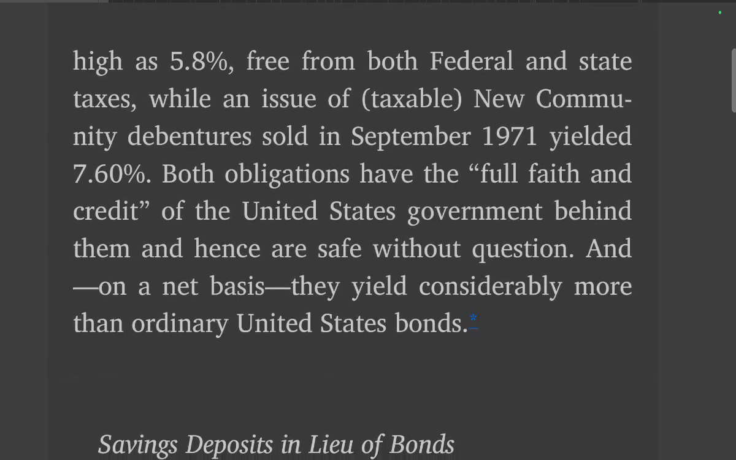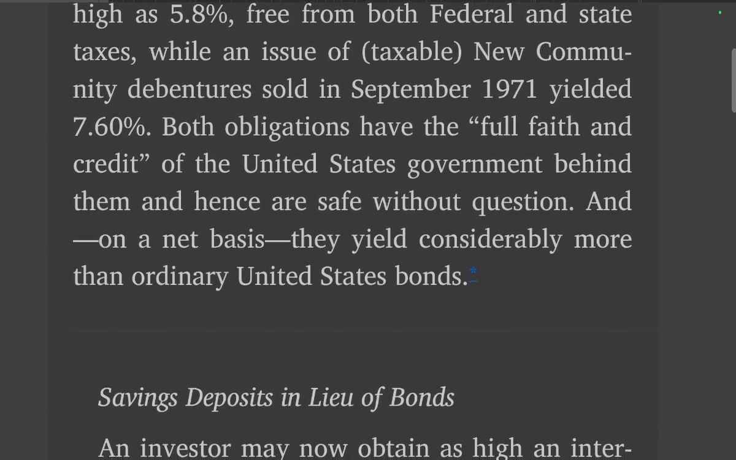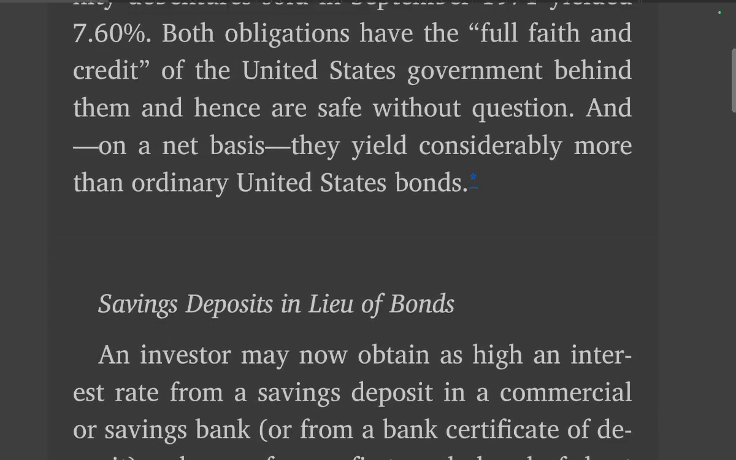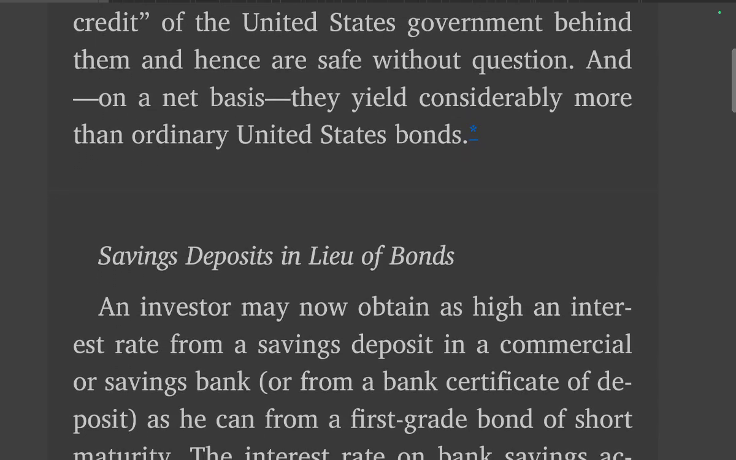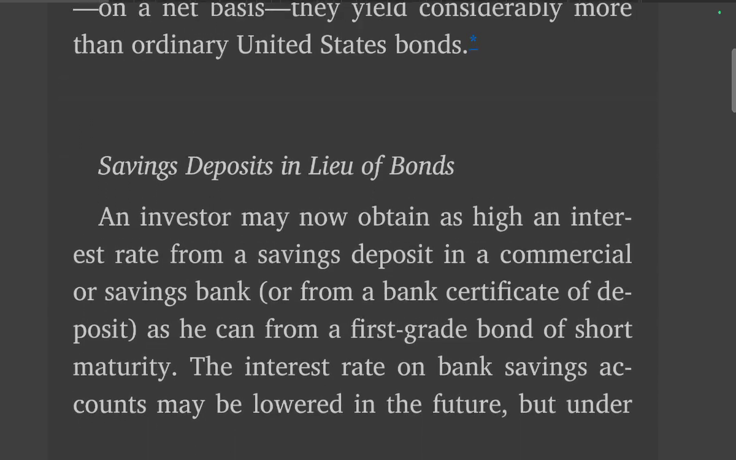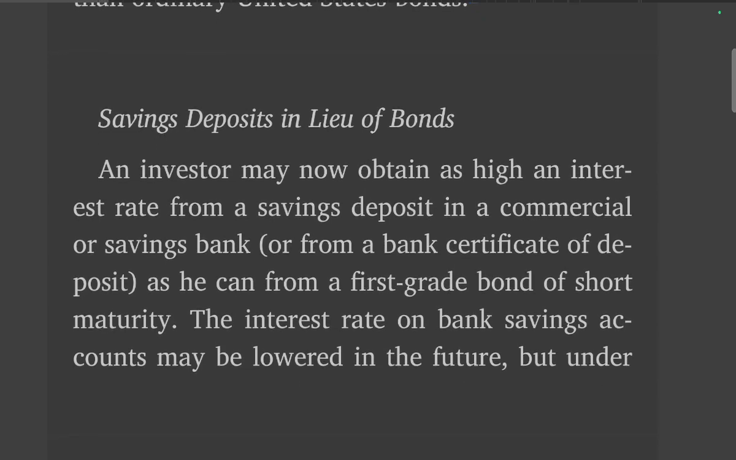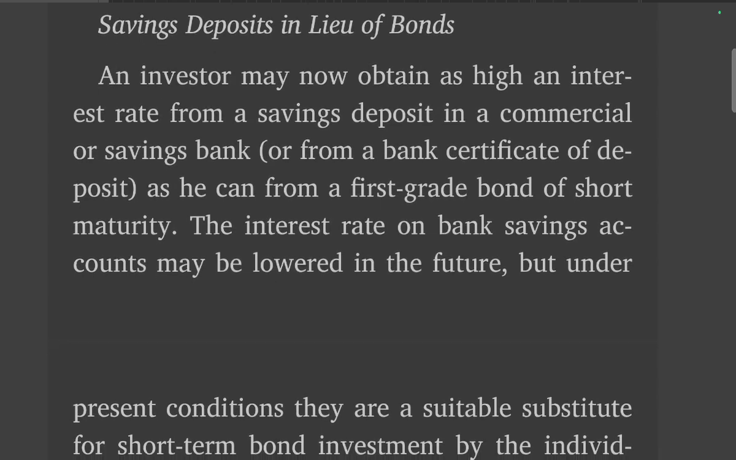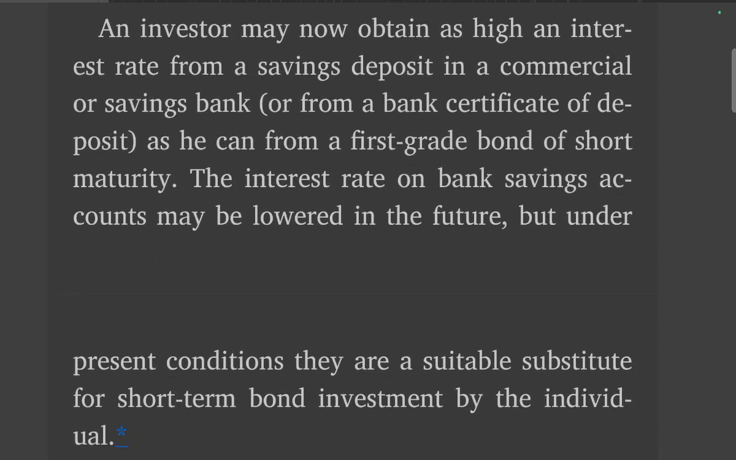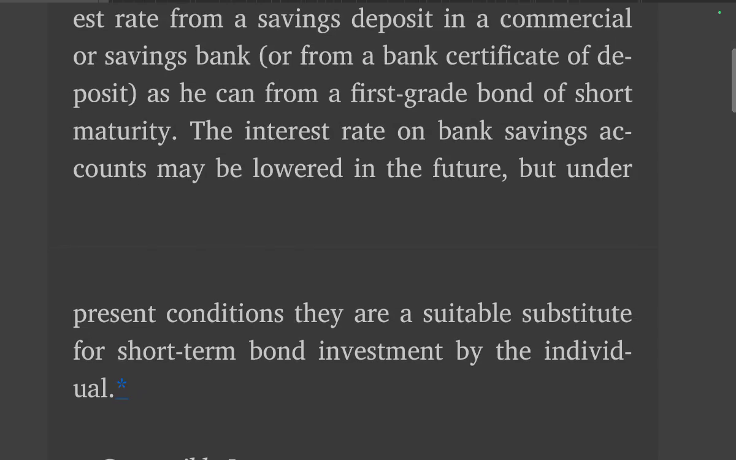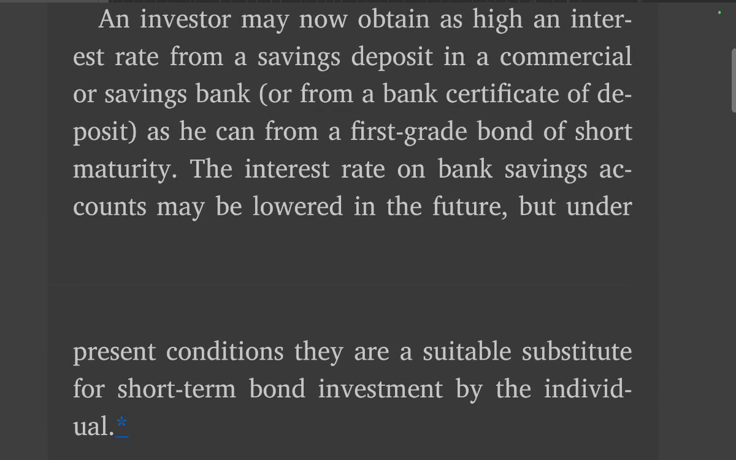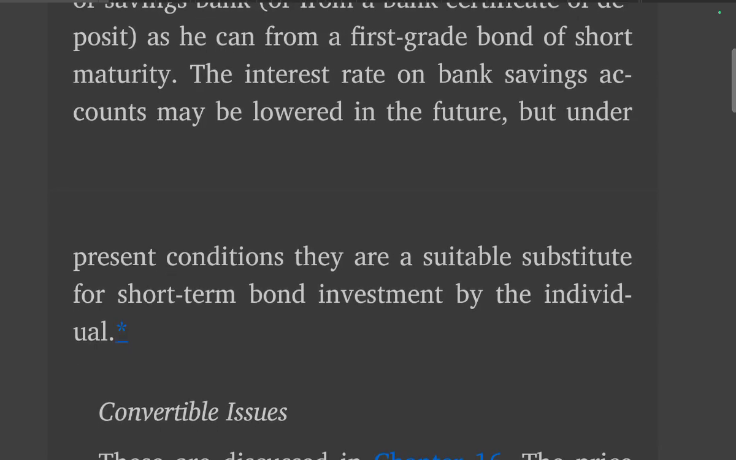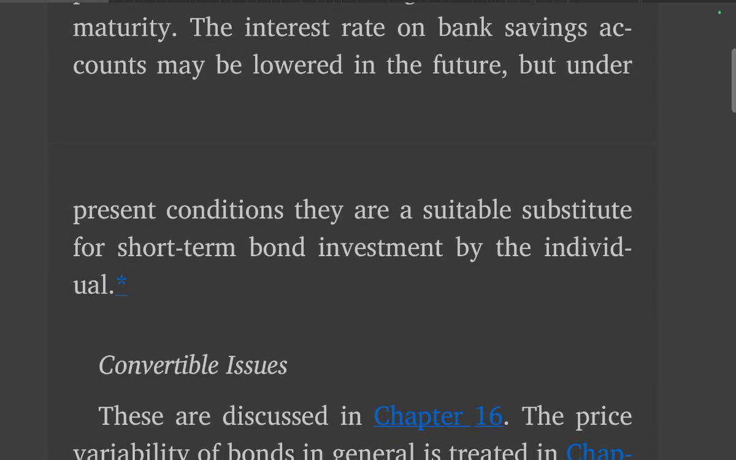Both obligations have the full faith and credit of the United States government behind them and hence are safe without question. And on a net basis, they yield considerably more than ordinary United States savings bonds or savings deposits in lieu of bonds. An investor may now obtain as high an interest rate on a savings bond, in a commercial savings bank, or on a bank certificate of deposit as he can from first grade bonds of short maturity. The interest rate on savings bonds and bank savings accounts may be lower in the future, but under present conditions they are suitable substitutes for short-term bond investment for the individual.